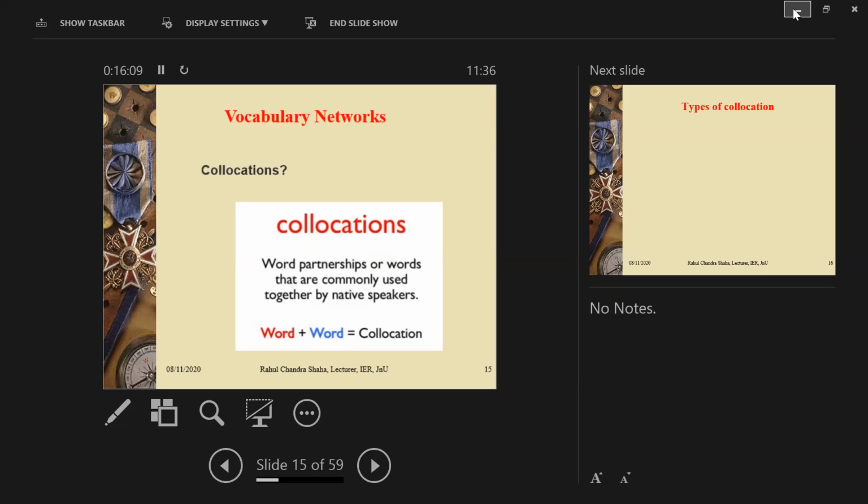Okay. So the basic concept of collocation is that collocation is two or more words that often go together. That means collocation is the combination of two or more words, and when you use more than one word, it is the embracing of the collocations. And there are various types of collocations. In your next slides, you have to see that.